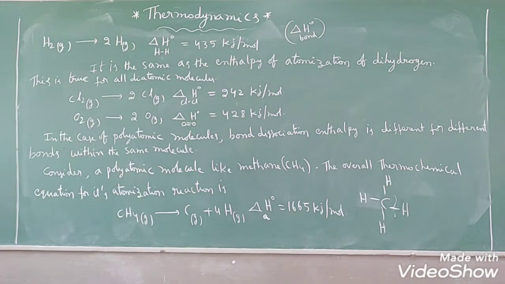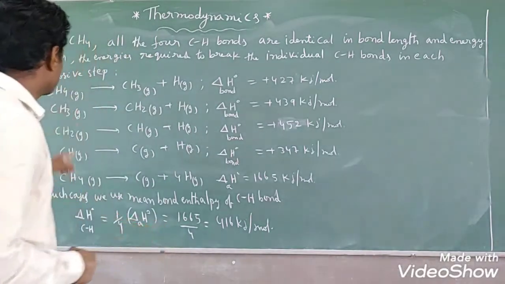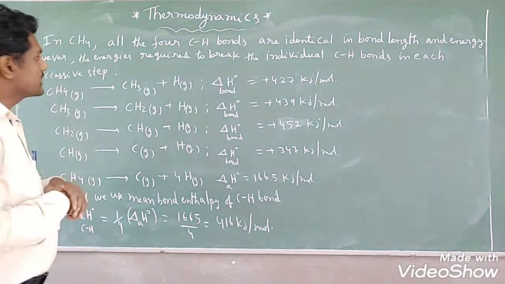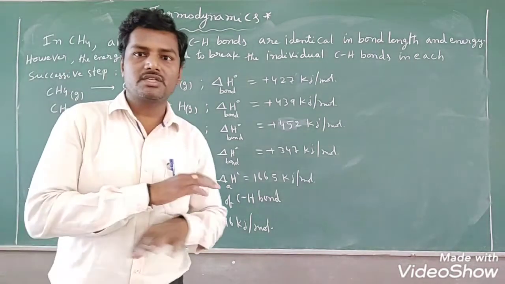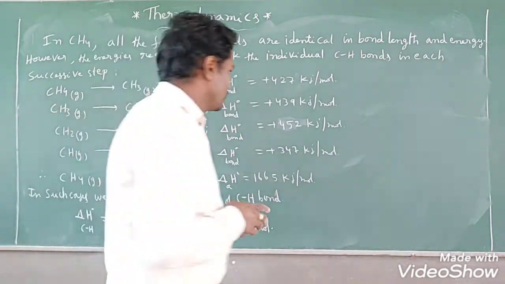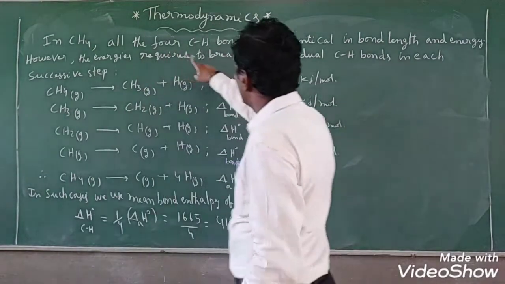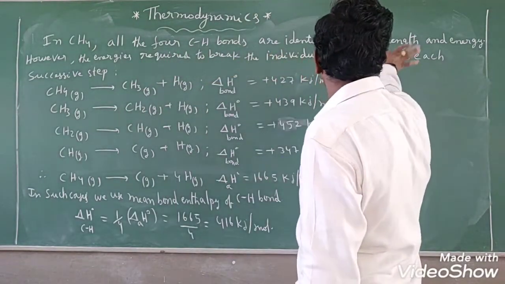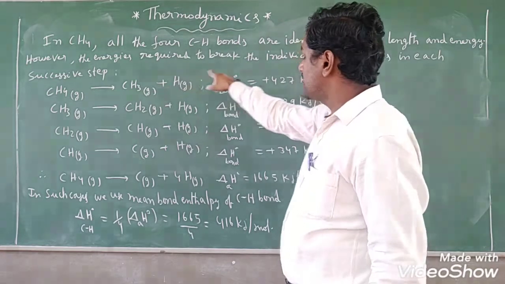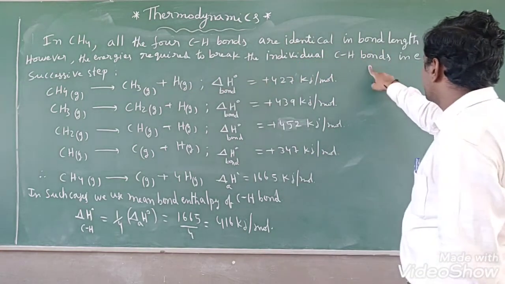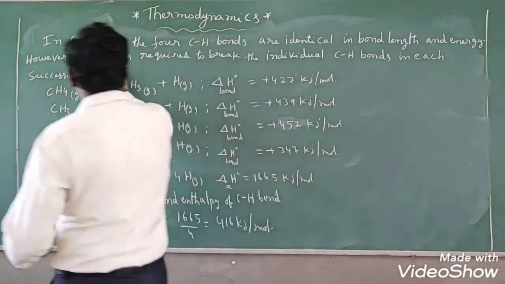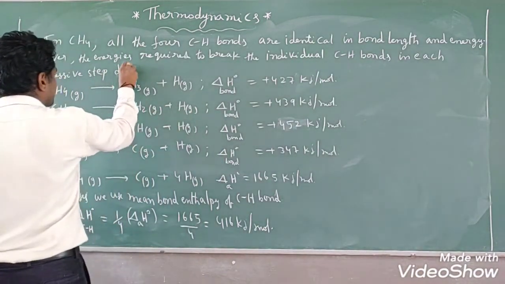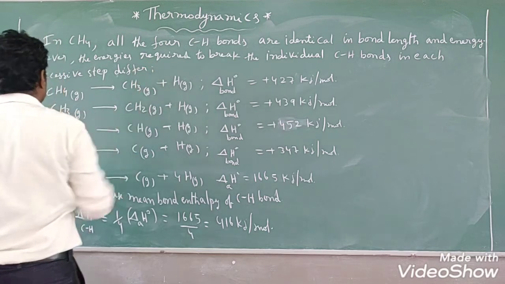You copy this. Let us see, students, in the case of polyatomic molecules like CH4, the bond dissociation enthalpy and enthalpy of atomization are not at all the same. How it is, we will see that. In CH4, all 4 C-H bonds are identical in bond length and energy. However, the energy required to break the individual C-H bonds in each successive step differs. How it will differ, you see that.